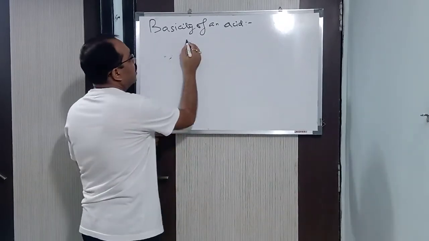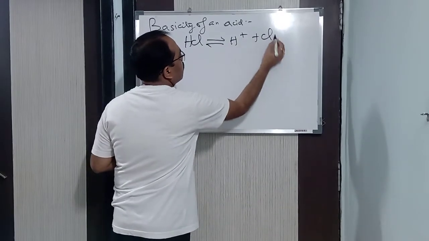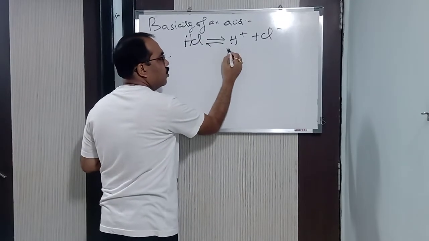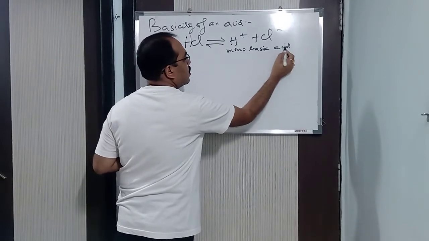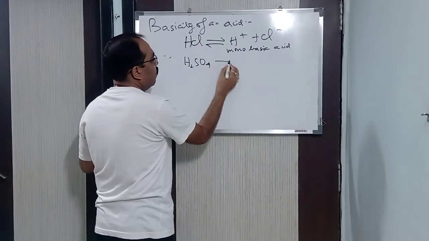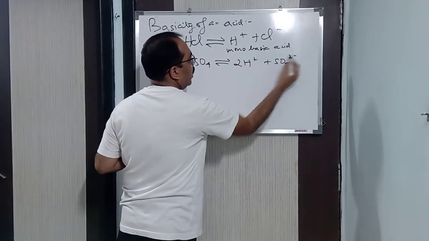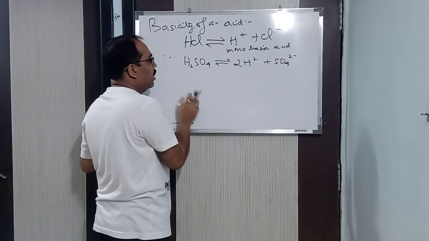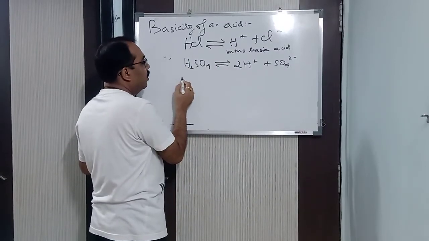For that purpose, let me give an example like HCl. It is giving H+ plus Cl-, as you can see. So how many H+? 1. So it is said to be a monobasic acid. Similarly, if I say H2SO4, it will give you 2H+ plus SO4 2-. It is a dibasic acid because of 2 H+ ions. So don't count it in this way, here 2, so here 2, here 1, so here 1. No, not at all.